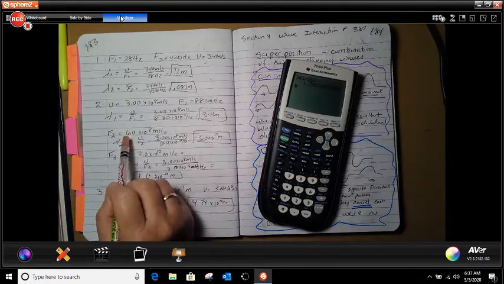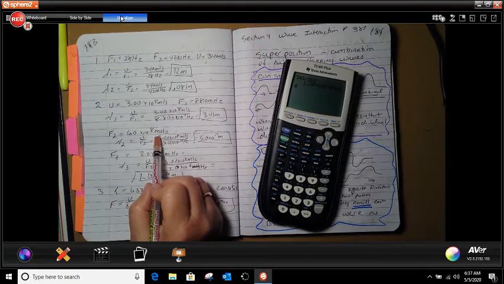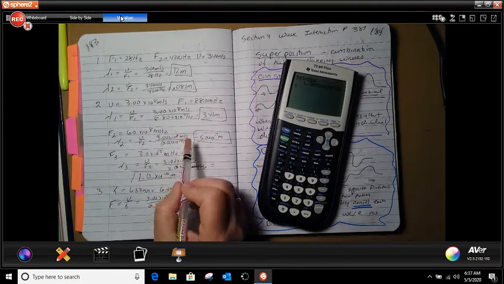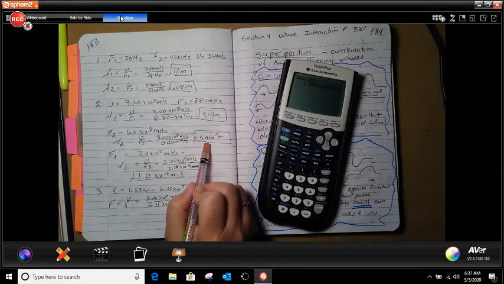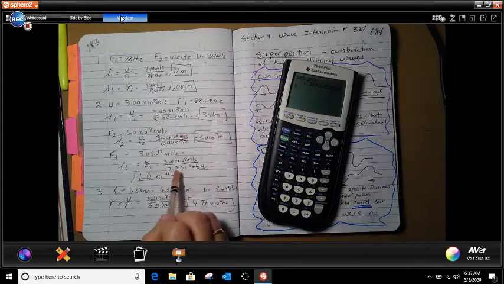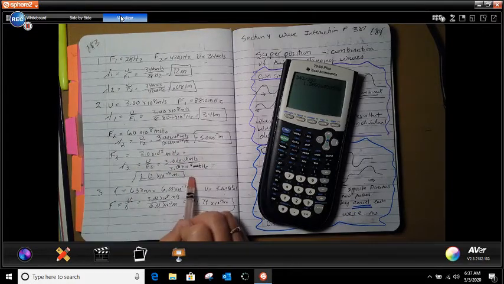Visible light, 6.0 times 10 to the 8th megahertz. We're doing this divided by this, and that gives us 5.0 times 10 to the negative 7. The last one, X-ray, 3.0 times 10 to the 12th megahertz. And we're just dividing them, and it's all the same thing.